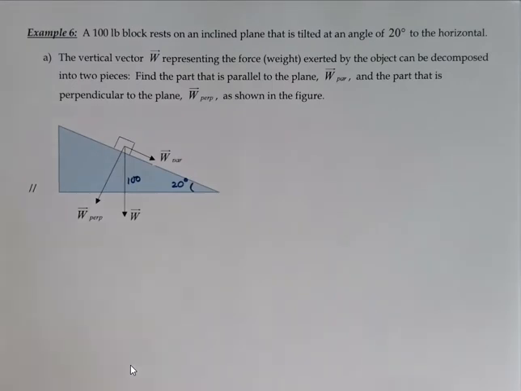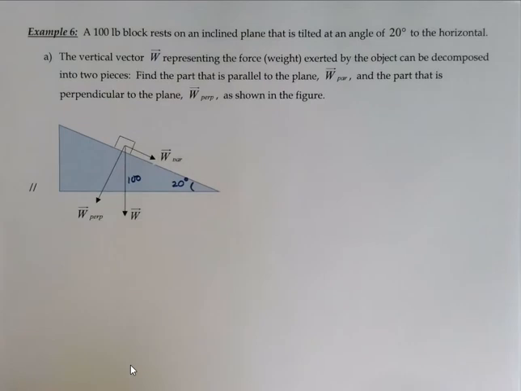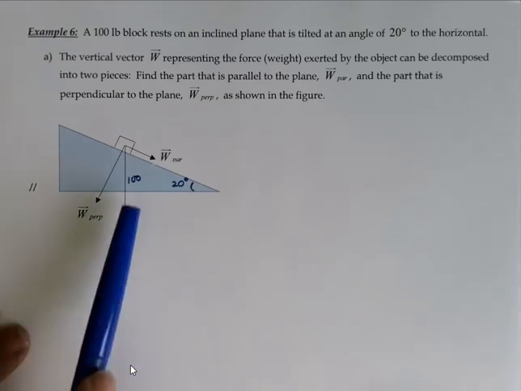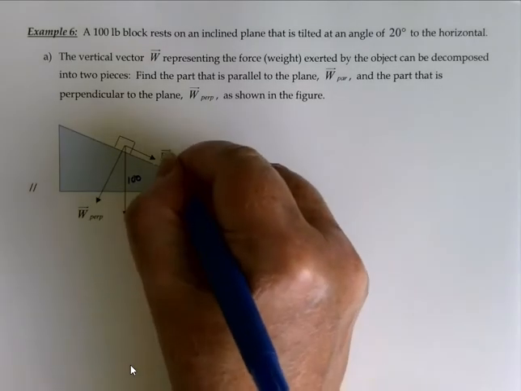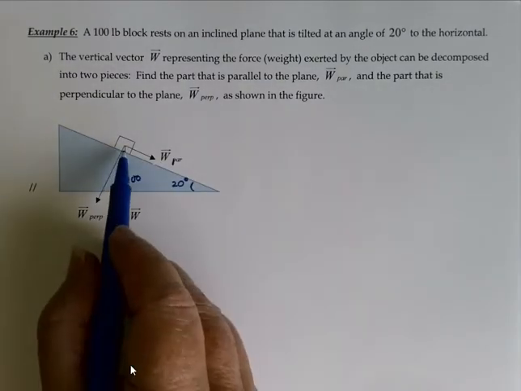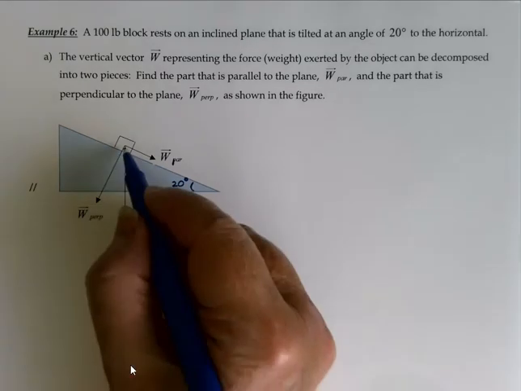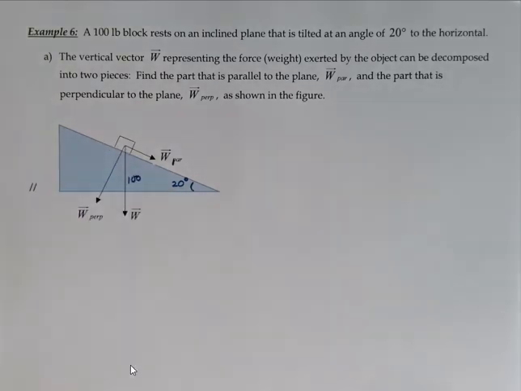The vertical vector W represents the force or weight. That's the force due to gravity exerted by the object. And it can be decomposed into two pieces. One piece is going to be parallel, that should say PAR, a piece that's parallel to the plane, and a piece that's perpendicular to the plane. W par and W perp, we're going to call them.